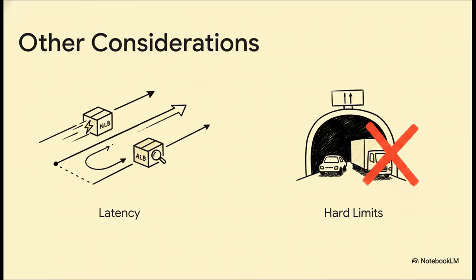And just a couple other things to keep in your back pocket. Because the ALB is reading all your traffic, it has a tiny bit more latency than an NLB. Now, we're talking microseconds here, but for something like high-frequency trading, that stuff matters. And there are some hard limits, like the size of request headers, that you just can't change.